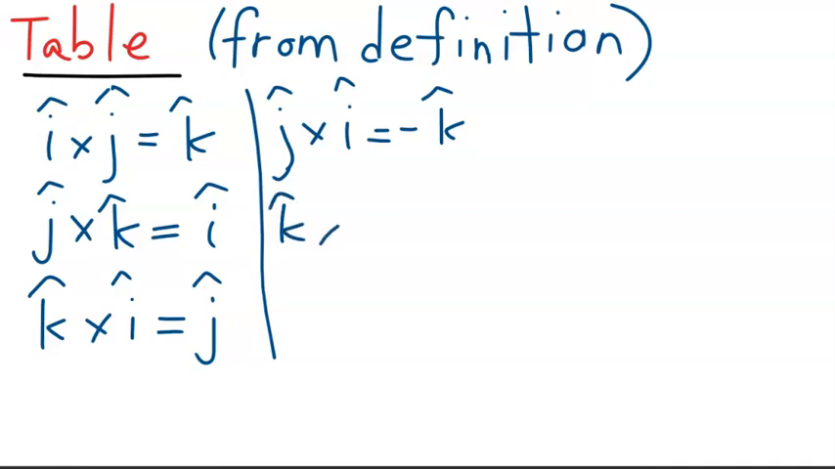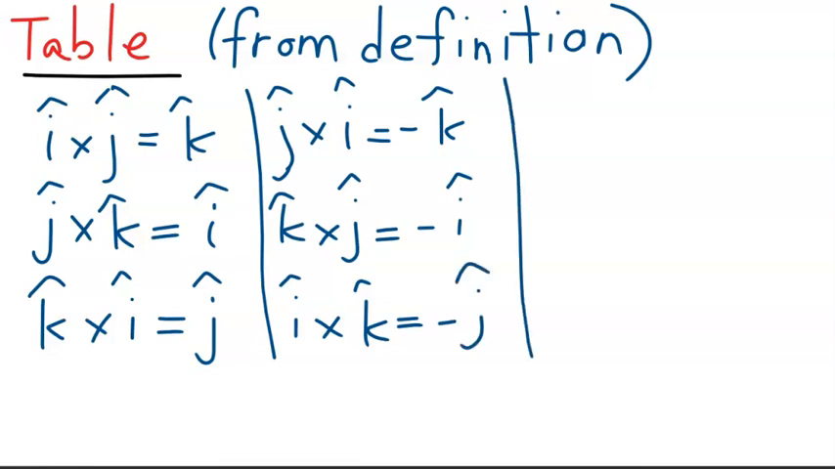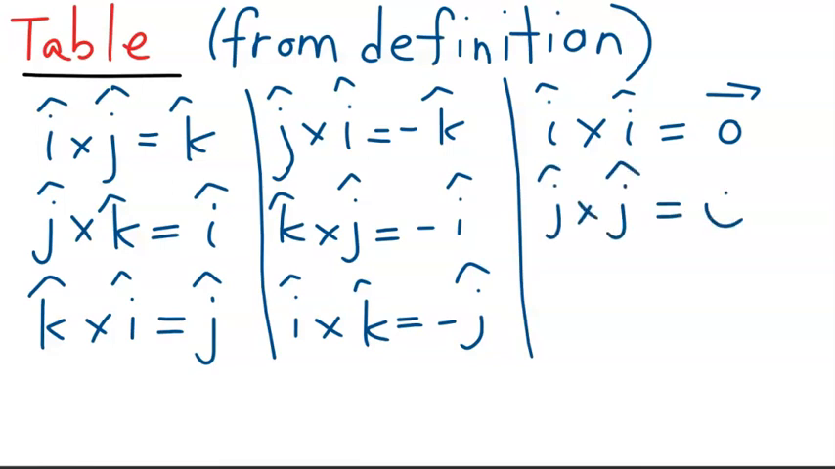k hat cross j hat is minus i hat. i hat cross k hat equals minus j hat. And finally, the cross product of i hat and i hat. These are considered to be parallel vectors, and we have shown before that the cross product of two parallel vectors will vanish. So i cross i is 0, j cross j is 0, and k cross k equals 0.